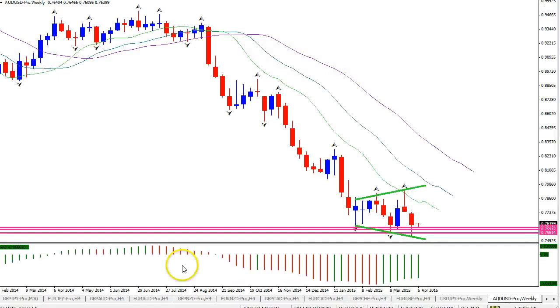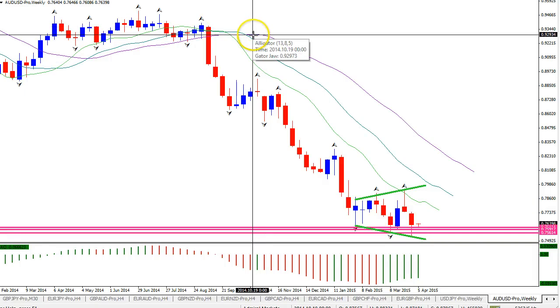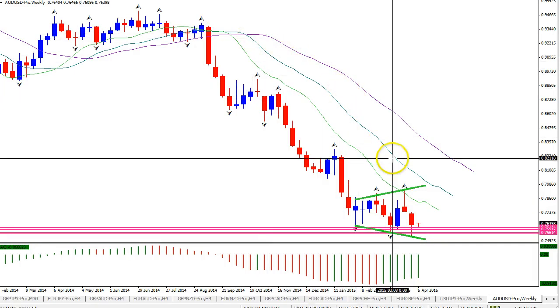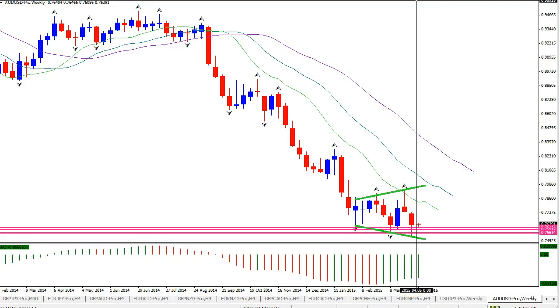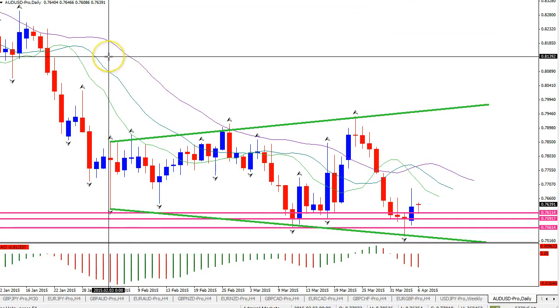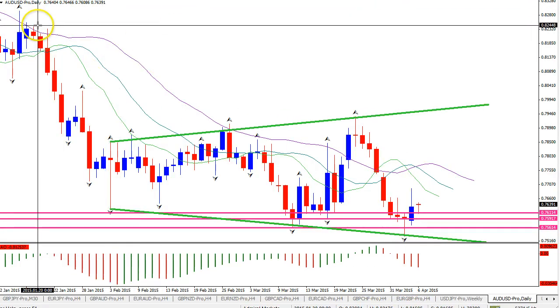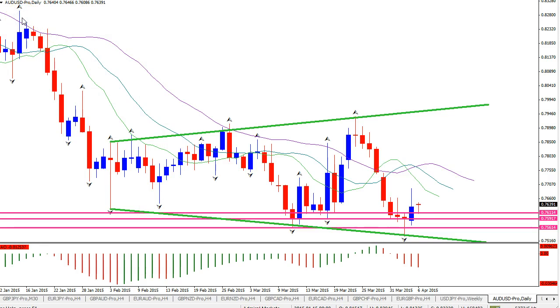Next on the list is the AUDUSD. This is the weekly chart, and obviously we see a strong downtrend when looking at the moving averages. Also the oscillator here showing lots of bearish strength. But when zooming into the daily chart, we do see a bit of a struggle. Prior to that struggle, we see a very clear downside. But now price is more or less going sideways.